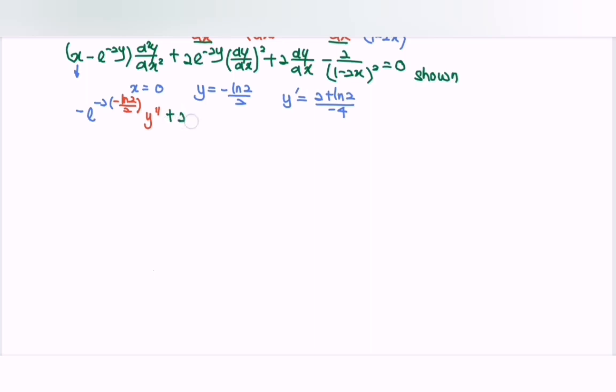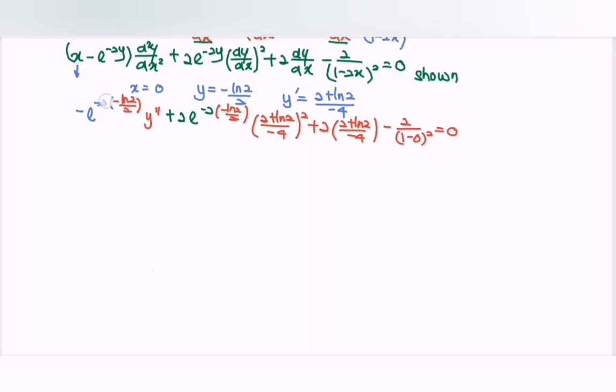So continue. We have the second derivative, which is the y double prime, plus with the 2 exponent negative 2 multiply with the situation, we have negative ln 2 over 2. And then we have the first derivative, bracket, we have the 2 plus with the ln 2 over negative 4, bracket square. And then plus with the 2 multiply with the first derivative, where we have 2 plus with the ln 2 over negative 4. Minus, we have the 2 over the 1 minus 0, bracket square, which is equals to 0. So kindly calculate the situation.